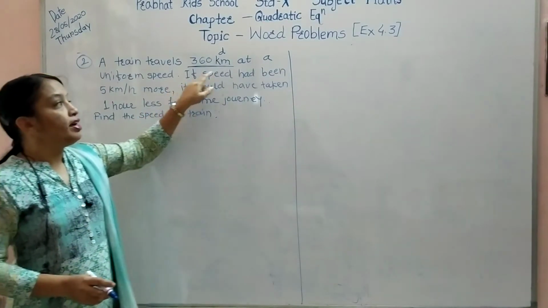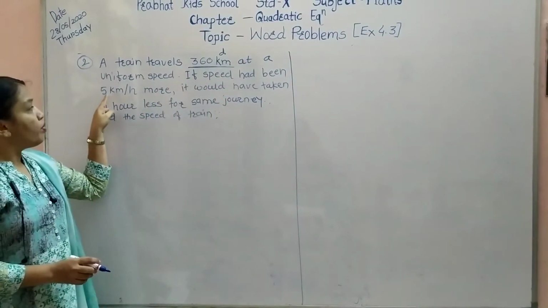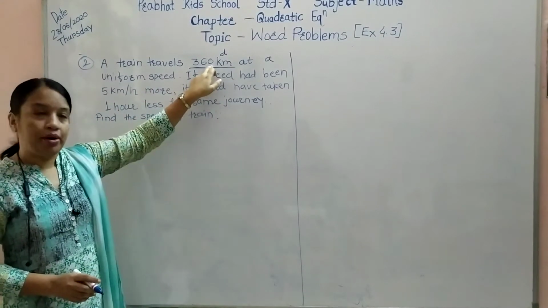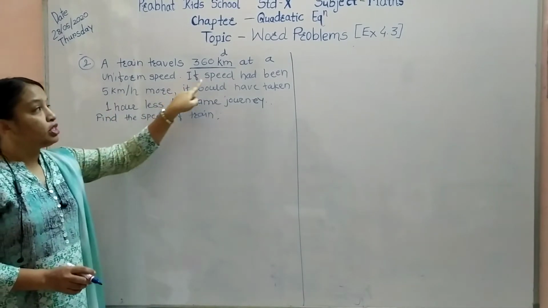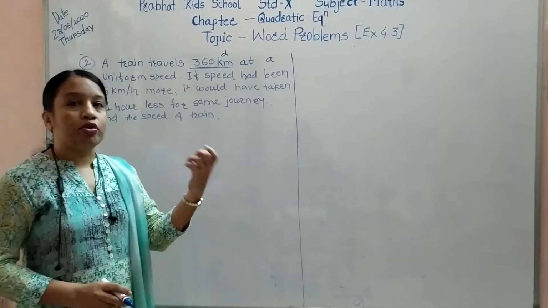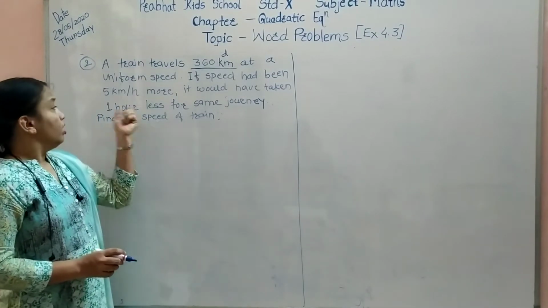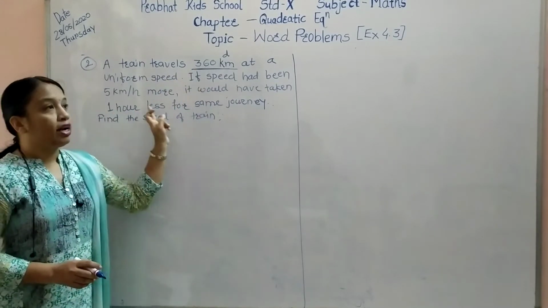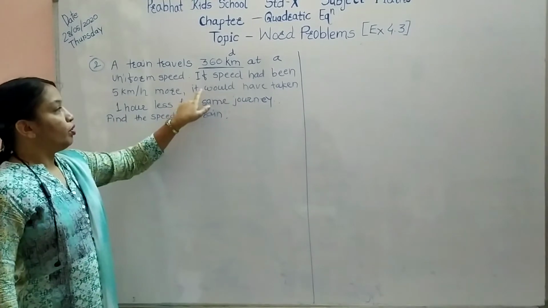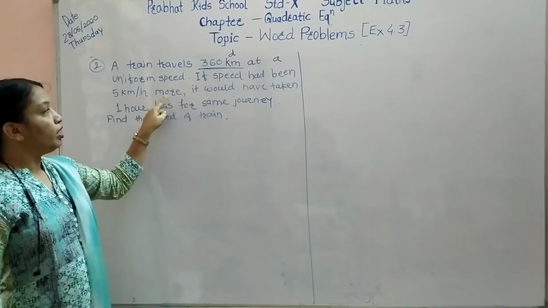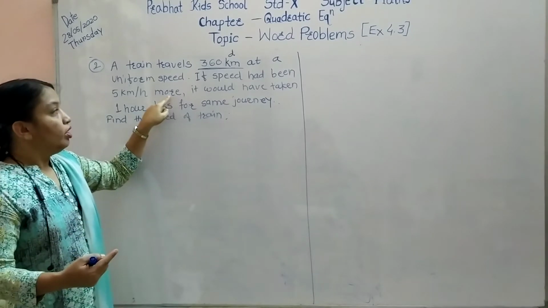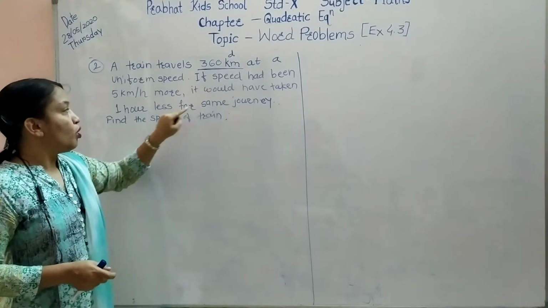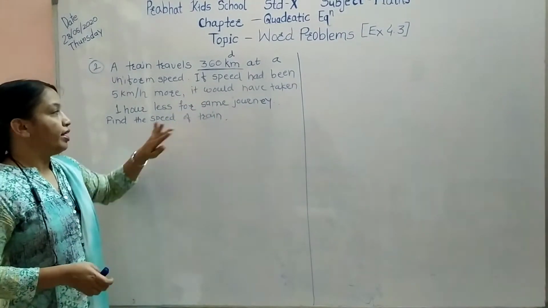Now, if the speed had been 5 km per hour more, you know that the speed is given in km per hour, and the distance is in kilometers. Means if the speed increased by 5 km per hour, then the same journey with the same train will take 1 hour less. Obviously, if the speed is increased, the time for covering the same distance will be lesser. So for the same journey we have to find the speed of the train.